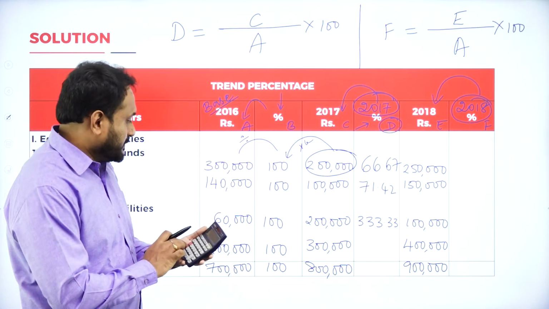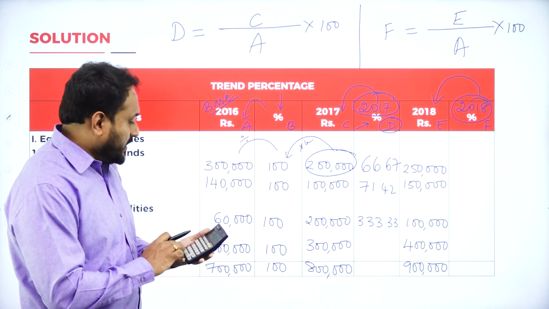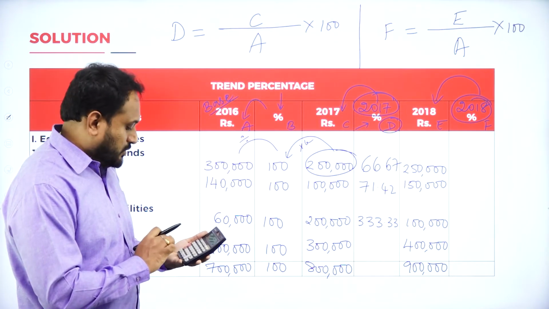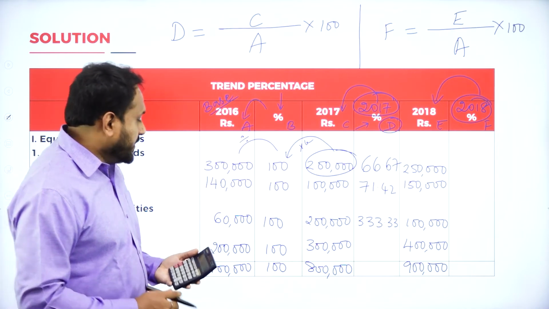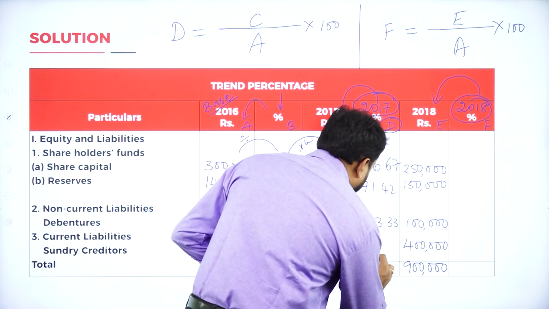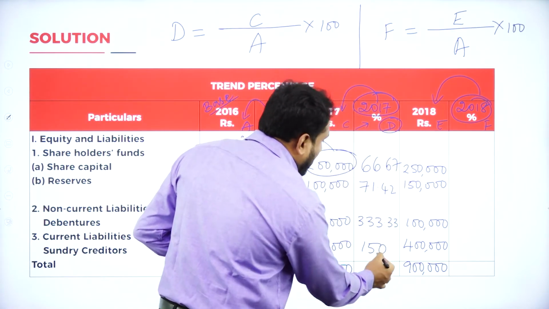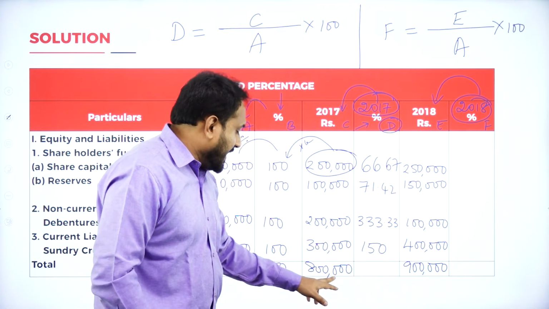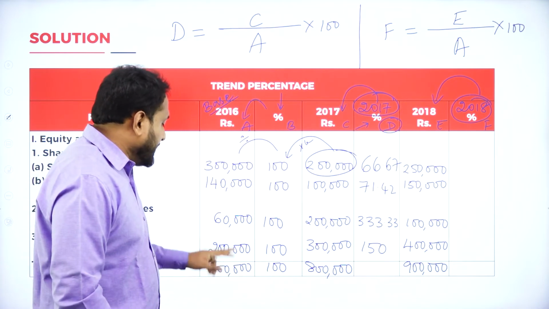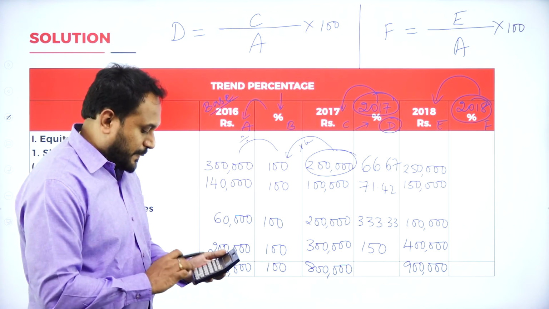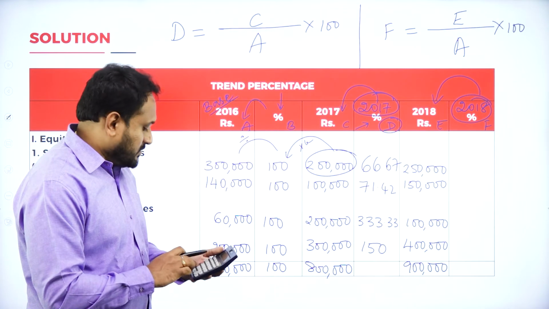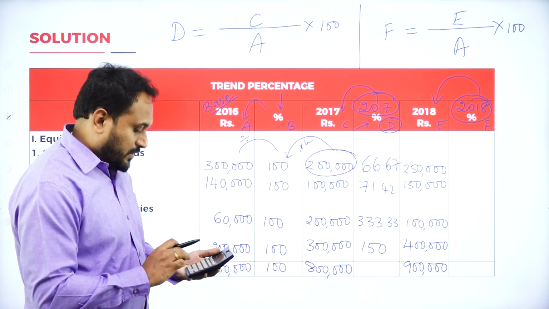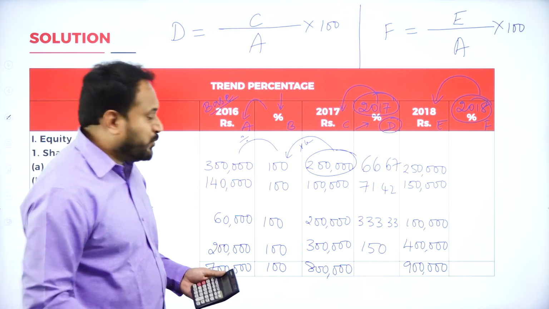Let's go with this. 3 lakh into 100 divided by 2 lakh is 150. So I'll write here 150. Now, let's calculate the total. For this, what should you do? The same way. 8 lakh into 100 divided by 7 lakh. It is 114.28.